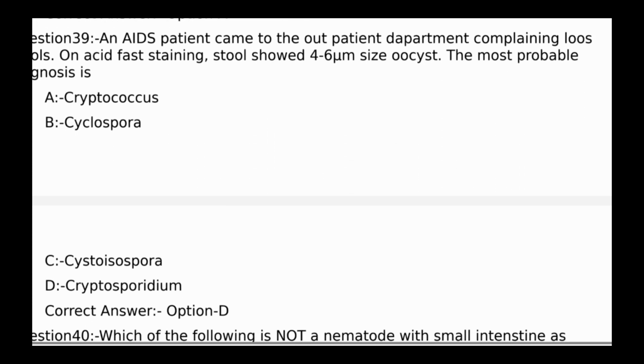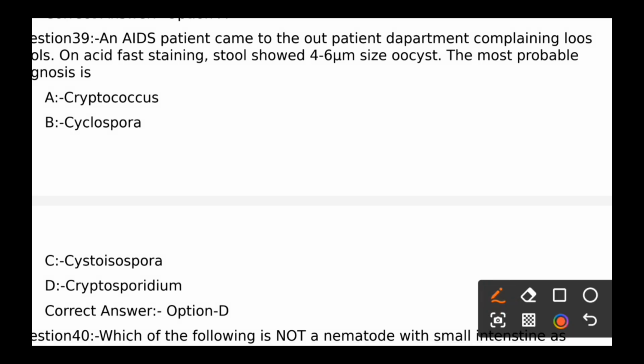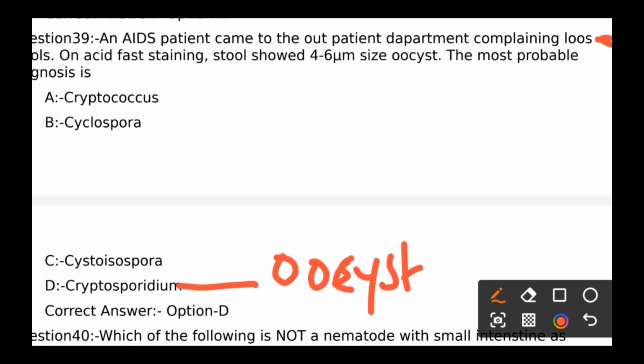Next question. An AIDS patient came to the outpatient department complaining of loose stools. On acid-fast staining, stool showed 4 to 6 micrometer size oocysts. The probable diagnosis is option A Cryptococcosis, option B Cyclospora, option C Cystoisospora, option D Cryptosporidium. The right answer is Cryptosporidium because Cryptosporidium has oocysts, and the oocyst is 4 to 6 micrometer size. So the right answer is option D Cryptosporidium.